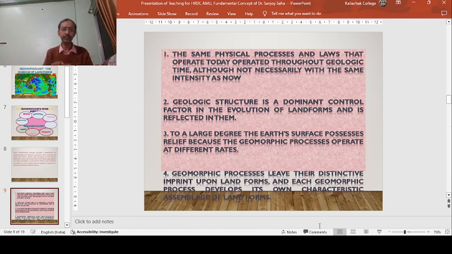So the second concept is that geologic structure is a dominant control factor in the evolution of landforms and is reflected in them. What does this mean? What is geologic structure and how does it control the evolution of landform? For understanding the geologic structure, I am giving a practical example. Suppose this is the building of HRDC of Aligarh Muslim University. The outlook of the building is the geomorphology or relief. But this building is constructed with bricks, iron, cement, and many materials.